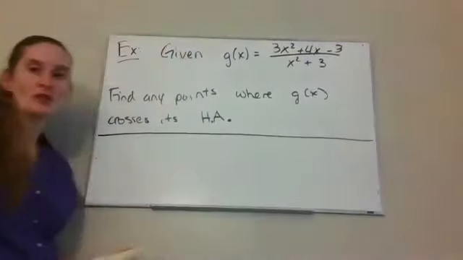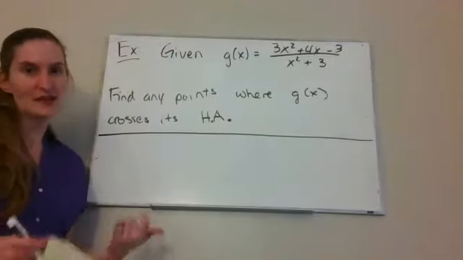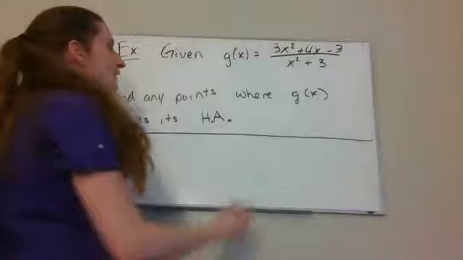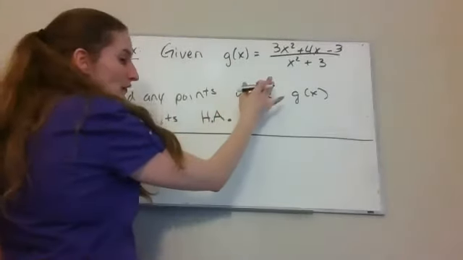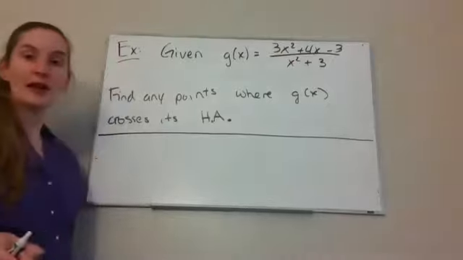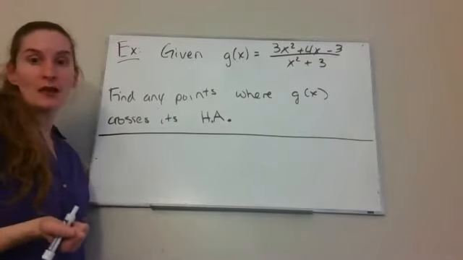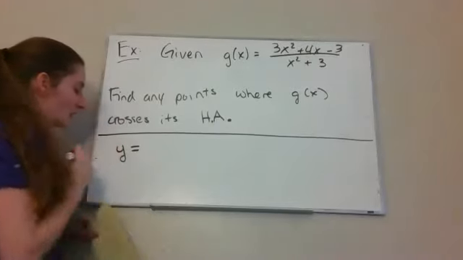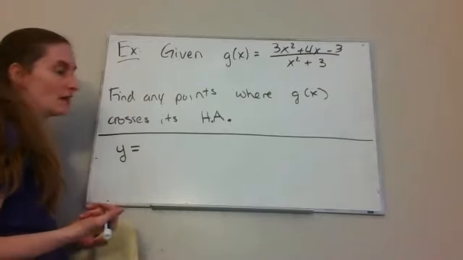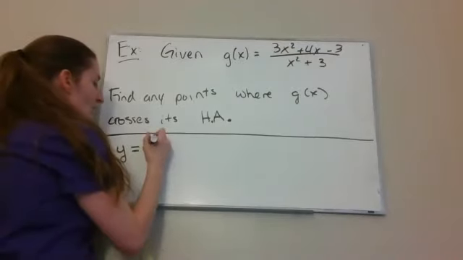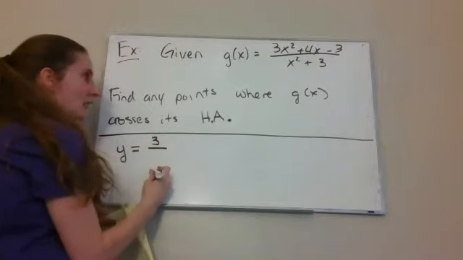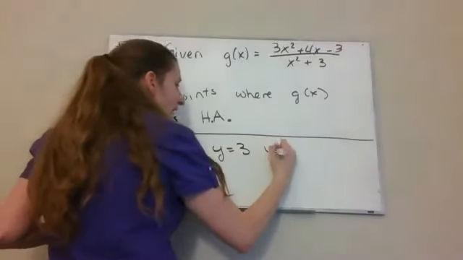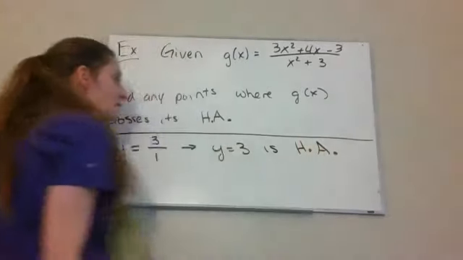Well, the first thing we should do is figure out what the horizontal asymptote is. Then we can figure out where our graph crosses it. So since I find my horizontal asymptotes by looking at the degrees, notice the degree of the numerator is 2. The degree of the denominator is also 2. So that tells me that the ratio of those leading coefficients is going to be my horizontal asymptote. My leading coefficient of the top is 3. Leading coefficient of the bottom is 1. So that's just y equals 3 is the horizontal asymptote.